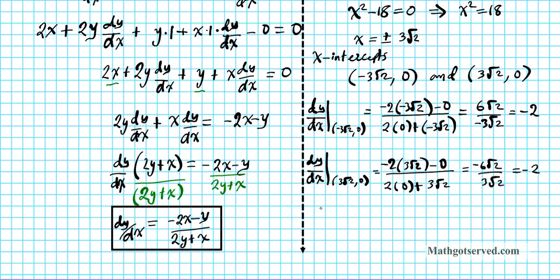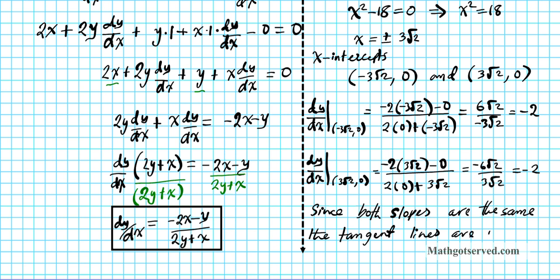Since both slopes are the same, the tangent lines are parallel at both points.